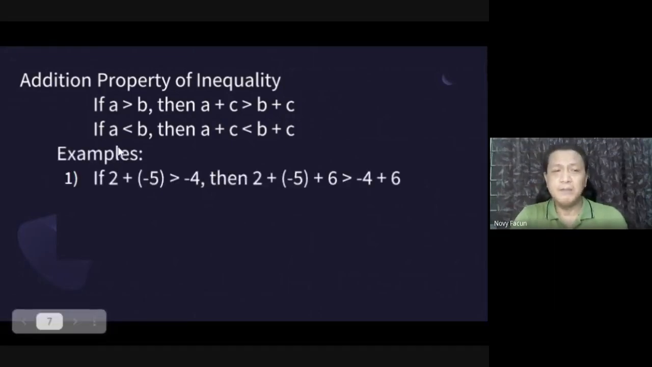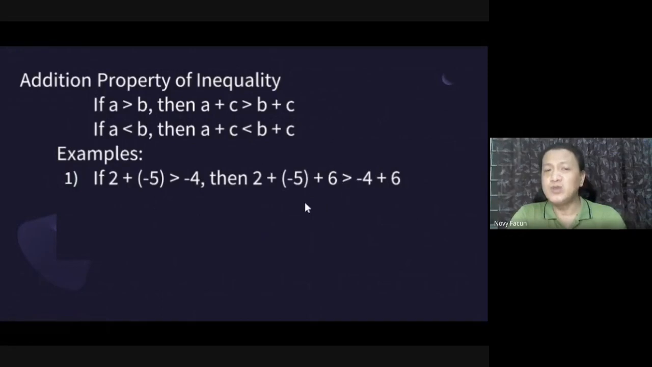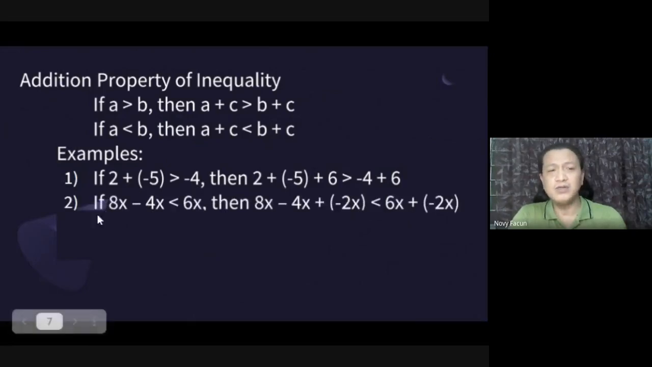Okay, so example natin number 1, if 2 plus negative 5 is greater than negative 4, then 2 plus negative 5 plus 6 is greater than negative 4 plus 6. Take note, ano yung number na inadd ko doon sa same side ng inequality? That is 6.